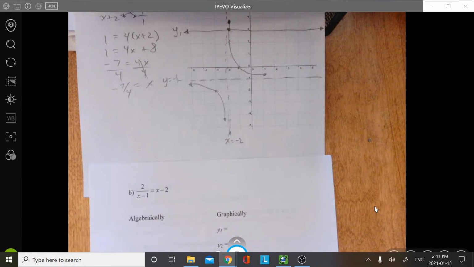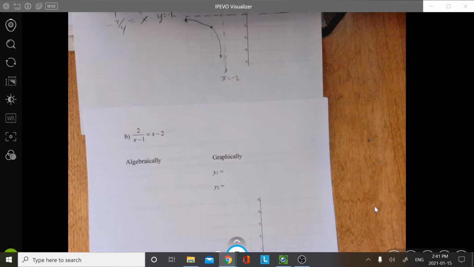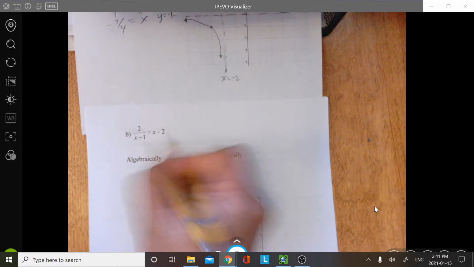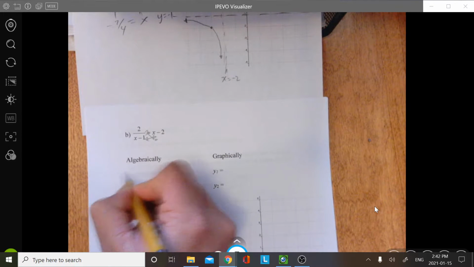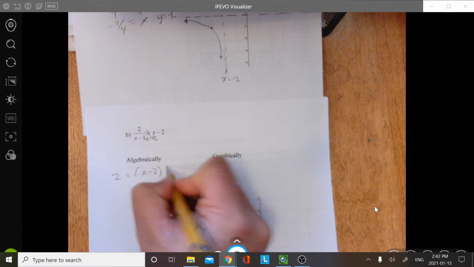Okay, let's do example B now. We can start with it algebraically first, right? Again, I want to make it so that everything's in the numerator. I have x minus 1 in my denominator, so I want to manipulate it so I can solve for x. I'm just going to cross multiply here. And you're left with 2 equals x minus 2, x minus 1.